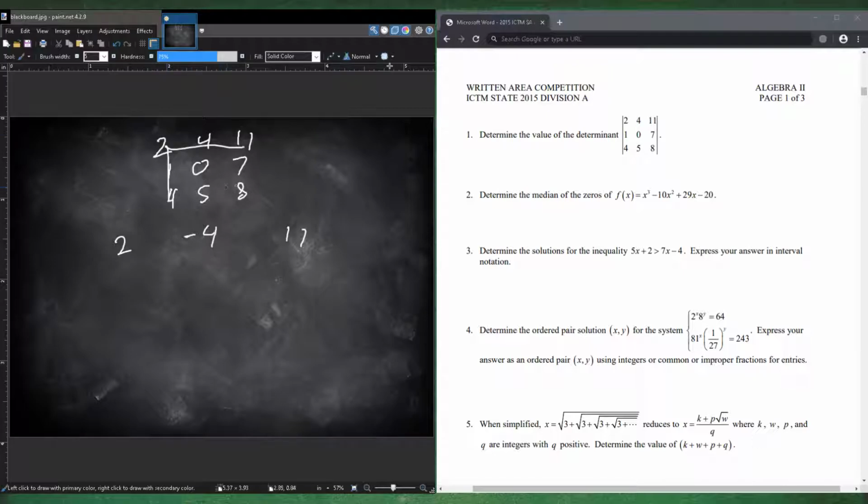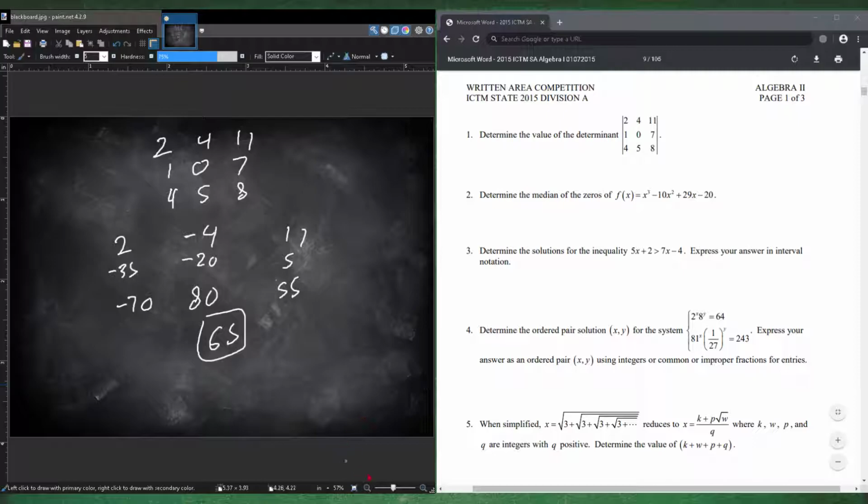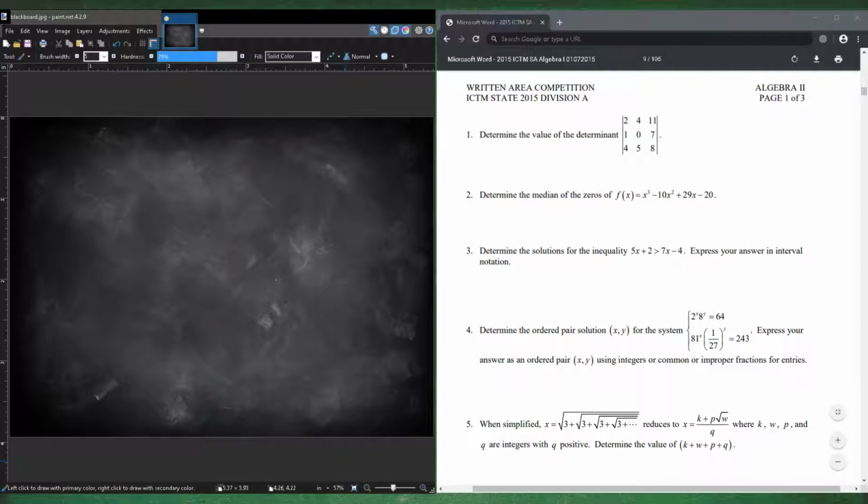So you have a 0 minus 35, which is minus 35. And then 4, 8 minus 28, which is negative 20. And then 11, 5 minus 0, which is 5. Multiply them together, so negative 70, 80, and 55. Add them together, that is 65. And that is your answer for number 1. Basically just that simple. Number 2.